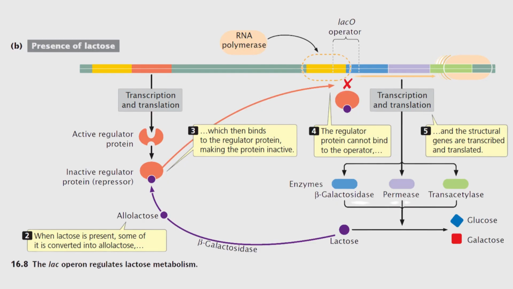When lactose is present, some of it is converted into allolactose, which is an inducer. This binds to the active regulator protein, making it inactive. This inactive lac repressor cannot then bind to the operator region, so RNA polymerase then can bind to the promoter and initiate transcription. Therefore, the structural genes are transcribed and translated.